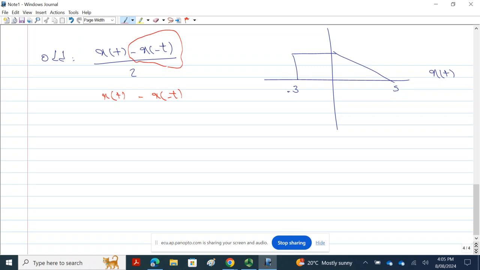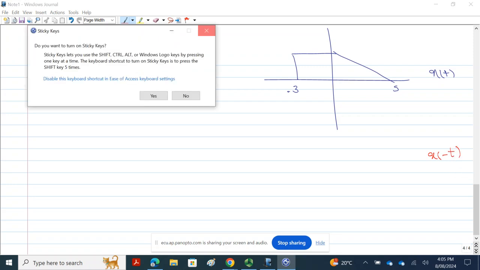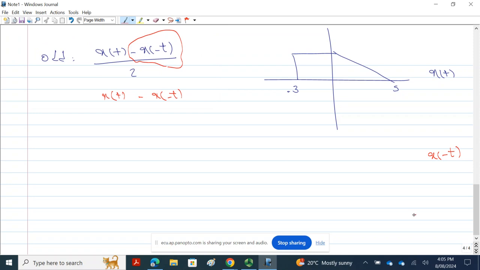So all I need to do is forget about 2 and then forget about that negative sign, minus sign. All I need to do is find x minus t, which is easy to do. What will be the answer, x minus t? Sorry? Mirror, not mirror it, flip it. Or, yeah, mirror it. No, when you say mirror it, it will be symmetrical.